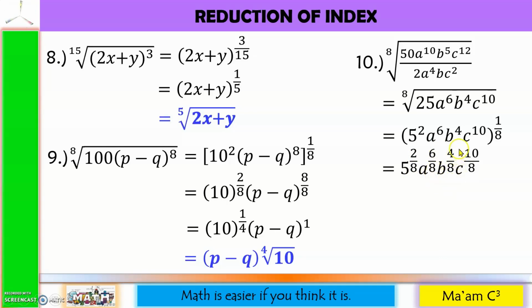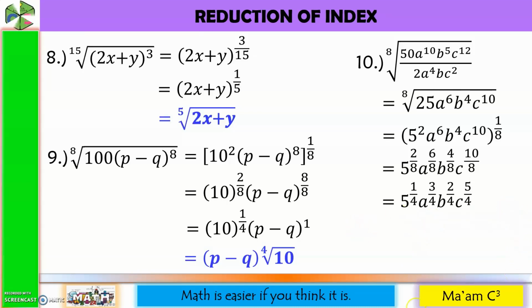4 divided by 2 is 2. 8 divided by 2 is 4. 10 divided by 2 is 5 and 8 divided by 2 is 4. So we have 5 raised to 1/4, a raised to 3/4, b raised to 2/4, and c raised to 5/4.